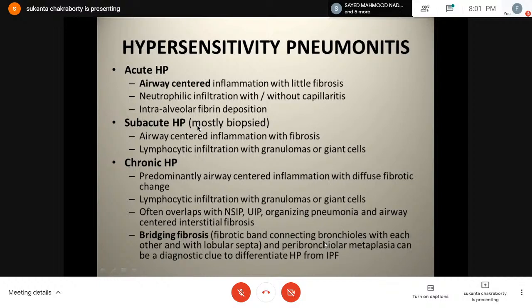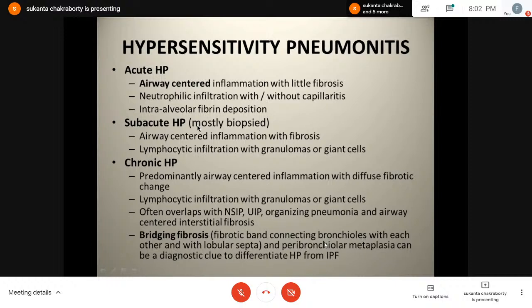Now, what is there in hypersensitivity pneumonitis? First, there can be acute forms, subacute forms, and chronic forms. Subacute forms are mostly biopsied. Acute forms show airway-centered inflammation with little fibrosis and neutrophilic infiltration, with or without capillaritis. Intra-alveolar fibrin deposition may also be there. These things are common in acute HP.